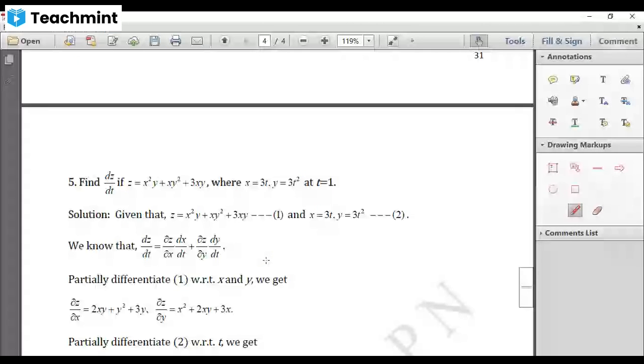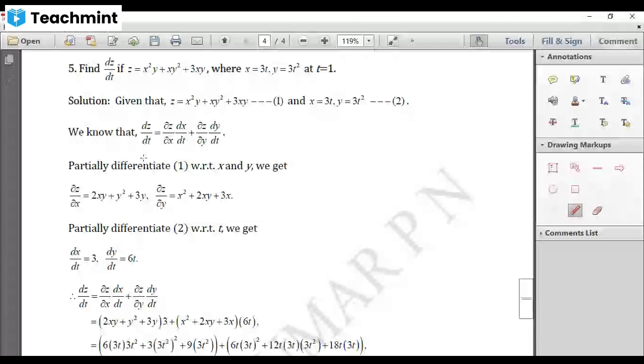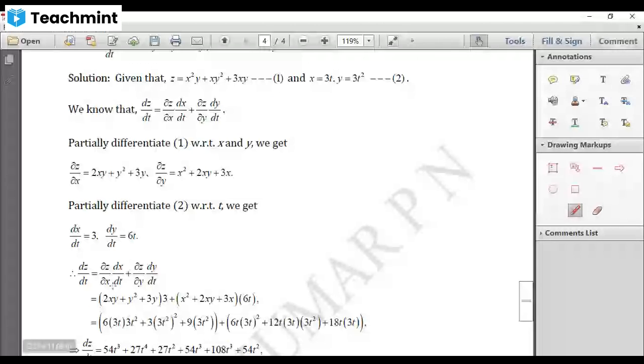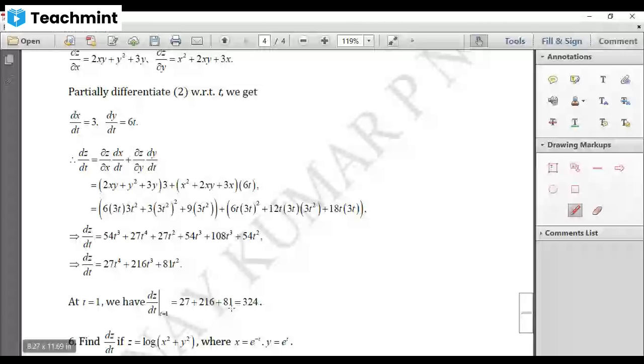Now the next one is: find dz by dt if z equal to x square y plus x y square plus 3xy. Again, z is a function of x and y, and your x and y are functions of t. And you have to find it at t equal to 1. As usual, dz by dt is equal to dou z by dou x into dx by dt plus dou z by dou y into dy by dt. Find it using the given terms, and substitute at the end t equal to 1. That gives you the answer for this.